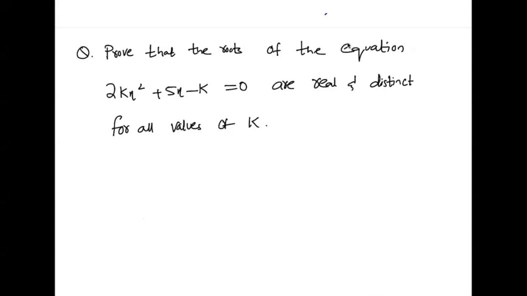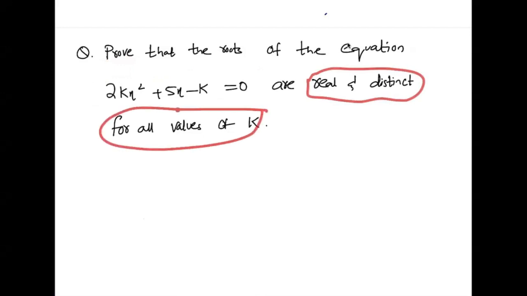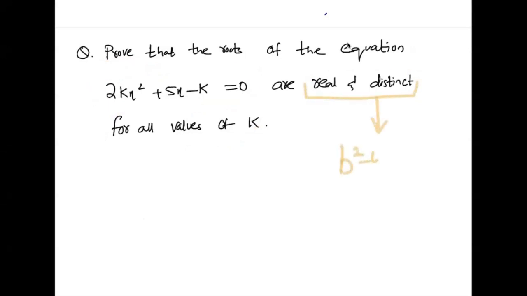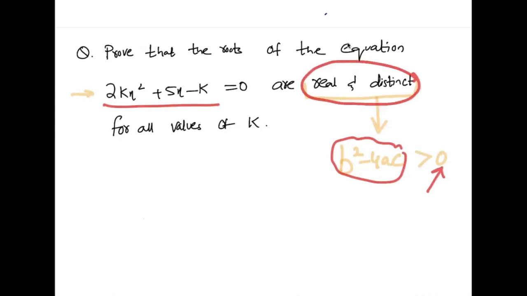Now, let's try to understand the question. This question means that you need to prove that the roots of this equation are going to be real and distinct for all values of k. That means that no matter what value of k you put in, the roots of this equation are always going to be real and distinct. The roots are real and distinct when the discriminant is always greater than 0. So if you can successfully show that the discriminant of this equation is always going to be greater than 0, then you have proved that the roots are going to be real and distinct.